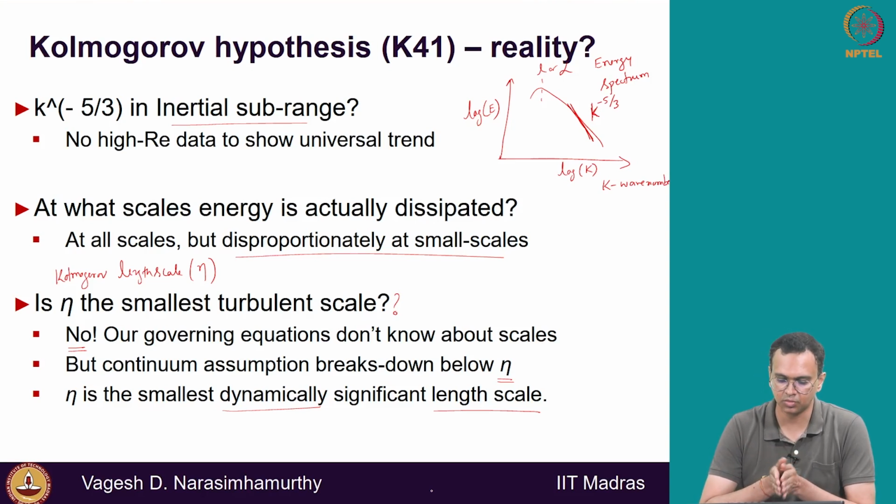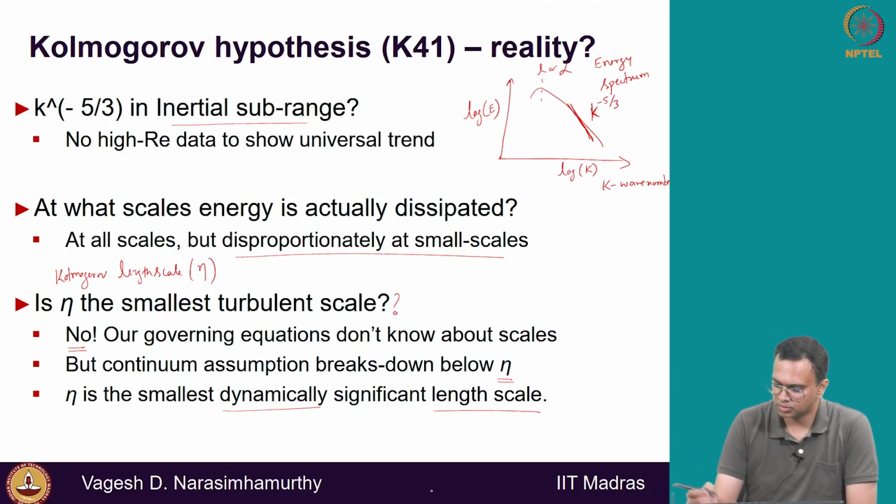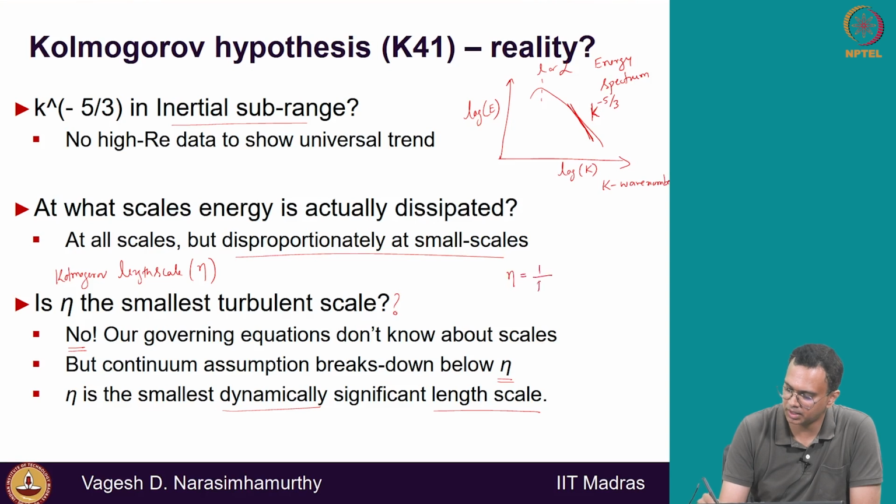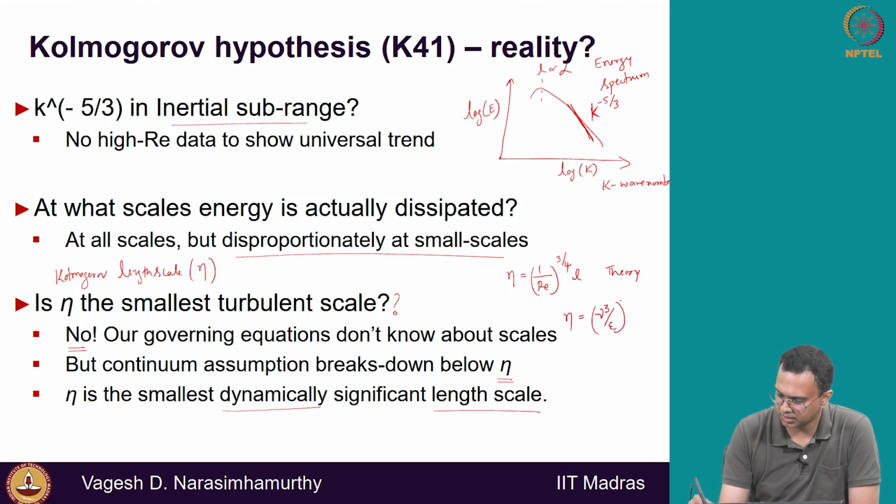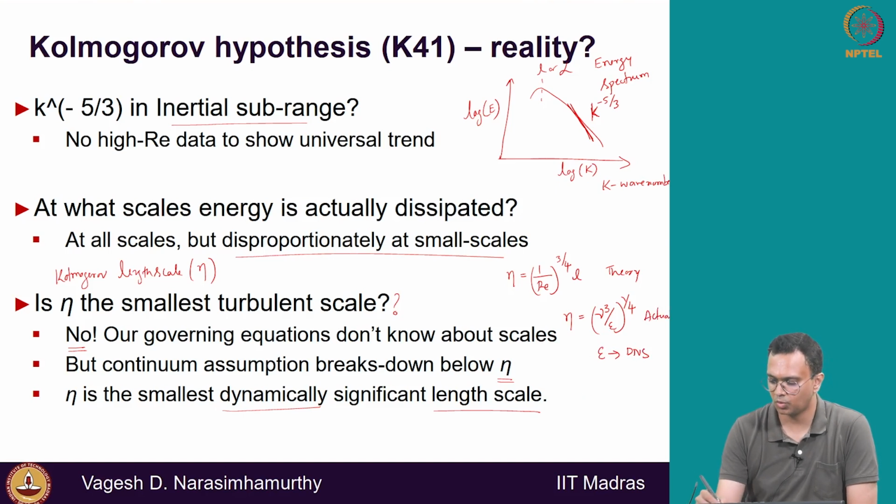This Kolmogorov length scale, we also seek to capture this eta in direct numerical simulations. But then the question comes, the eta that is coming from this formula and the eta actually coming from the simulation. So I have this eta, right? So now I say eta is 1 by Re raised to 3/4 times L. Okay, so this is the hypothesis, or you can say a theory, and I can actually get eta as (nu cubed by epsilon) raised to 1/4, right? Let's say I am getting epsilon from my DNS data. Okay, actually computed now.